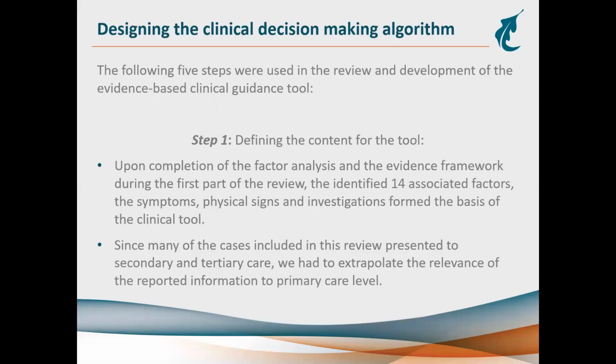So designing the clinical decision-making algorithm, we used various steps, and we will discuss the 5 steps right now. So the first step was defining the content for the tool. So upon completion of the factor analysis and the evidence framework during the first part of the review, they identified 14 associated factors. The symptoms, the physical signs, and investigations formed the basis for the clinical tool. And since many of the cases included in this review presented at secondary and tertiary care level, we had to extrapolate the relevance of the important information to the primary care level, as this is where our focus lies.